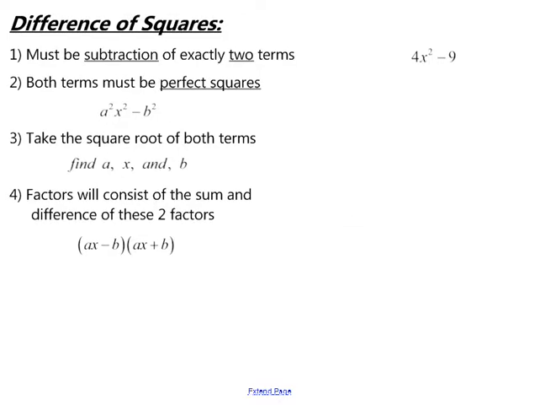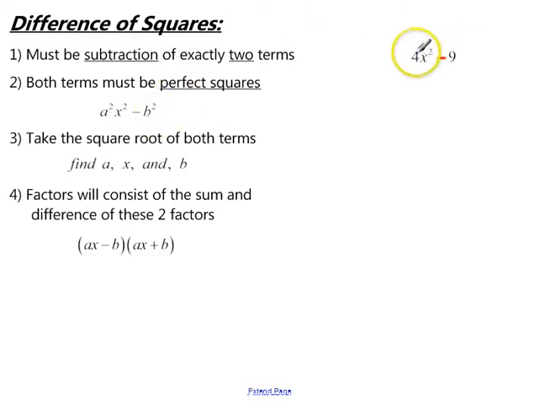So let's talk about the process of using difference of squares. This is a special way to factor, and you can only use it with certain types of quadratics. First, it must be a subtraction of exactly two terms. So you want to make sure you look for that subtraction symbol, and you have one term and another term. Second, both terms must be perfect squares. So it's kind of in the general form: some number squared times x squared minus another number squared.